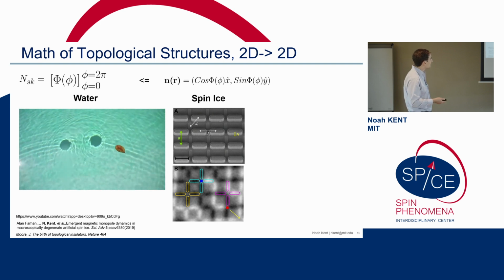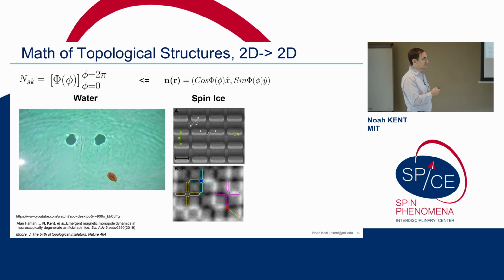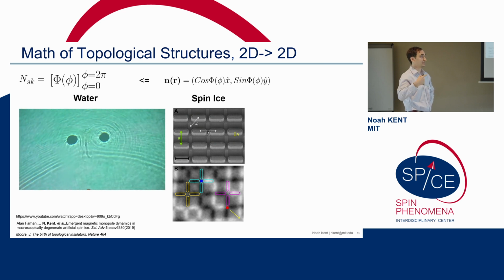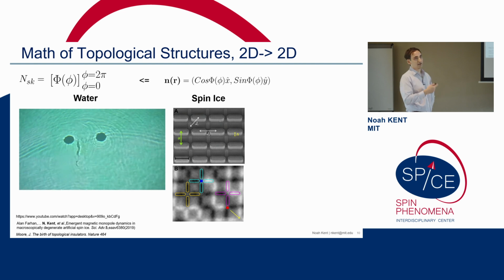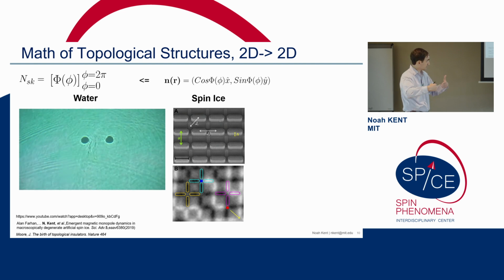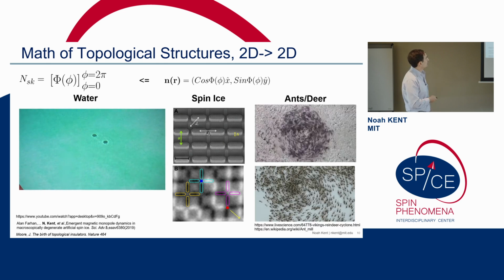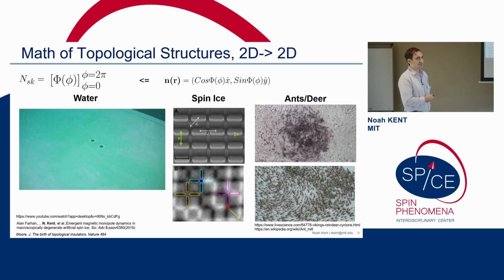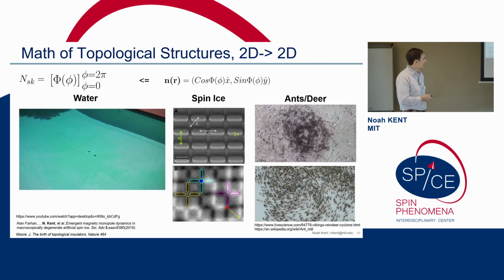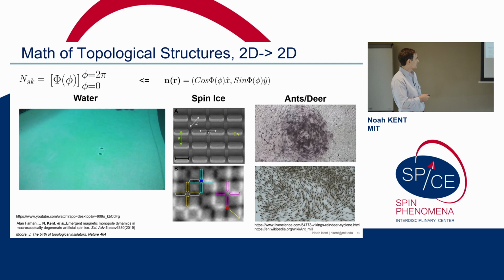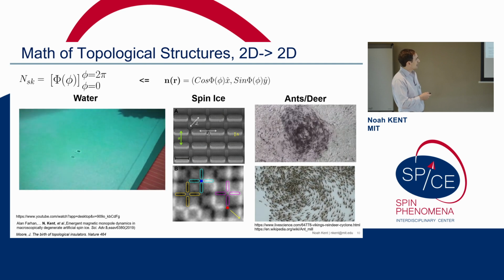So just some examples of this. Whirlpools in water: the order parameter is the surface velocity vector of the water. Spin ice: in these spin ice systems, your magnetization is confined to plane, and when they're all pointing in or all pointing out, that's your monopole. And then ants and deer can also form topological structures. So deer do this as a protective thing. The deer in the center are the younger ones.